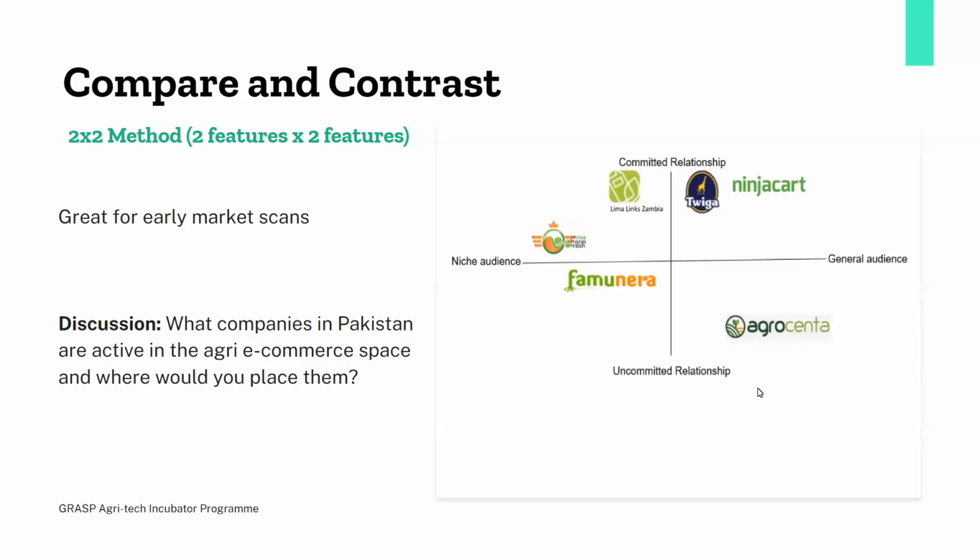The point of highlighting all of these different models was that when you're building a service, agri e-commerce in this case, there can be very, very different ways of delivering the same service, right? And when you start to build your competitor scan, you start to see how all these different competitors can go in different areas, right? Now, the reason I've spent more time on this 2x2 is because it's great for early market scans, and it is where a lot of you guys are at this time. So I wanted to focus on that.